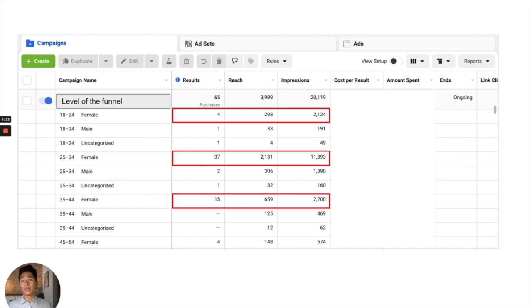In this example, we can see that at this level of the funnel, the primary viewer is a woman between the ages of 18 to 44, with the ages of 25 to 34 making up the largest segment of that.